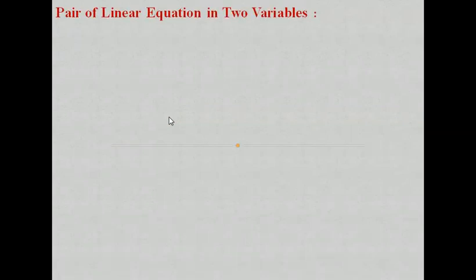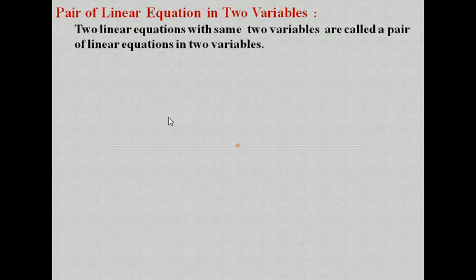If we take only one linear equation in two variables, it is not possible to find the exact solution for it. That's why we are going to take one more equation similar to the linear equation in two variables to get the exact solution. Those two linear equations together are called a pair of linear equations in two variables. In other words, two linear equations with the same two variables are called a pair of linear equations in two variables.